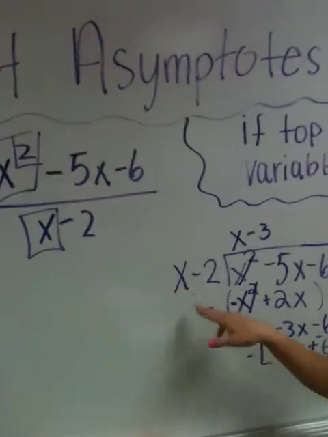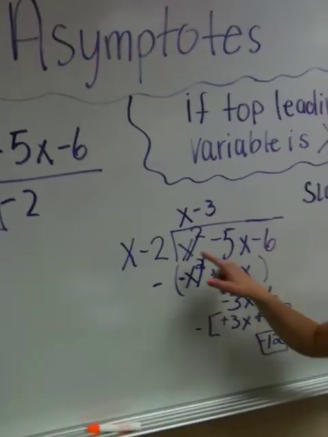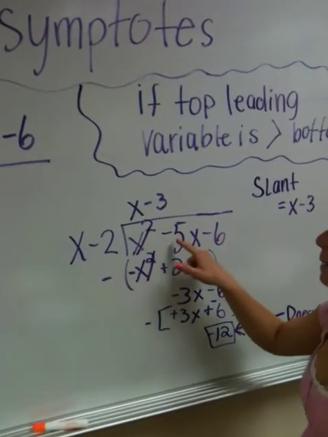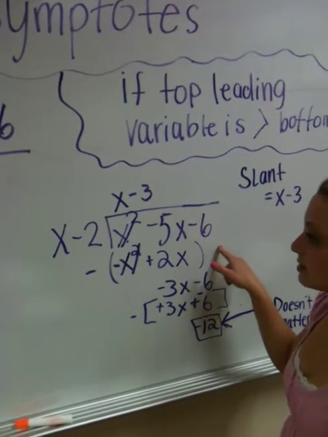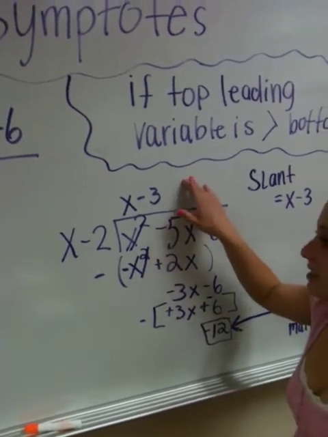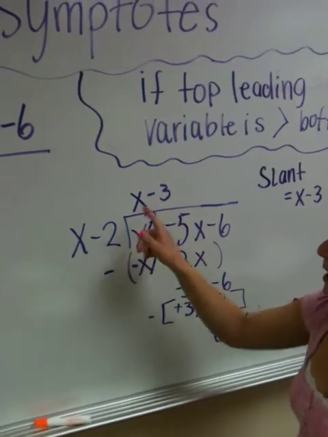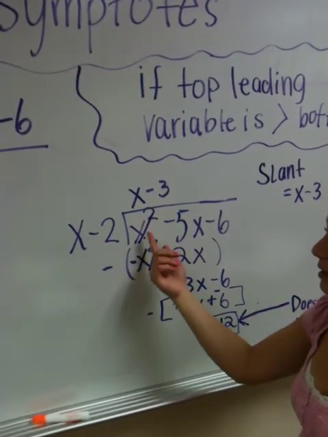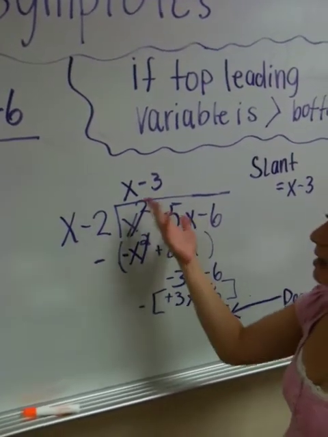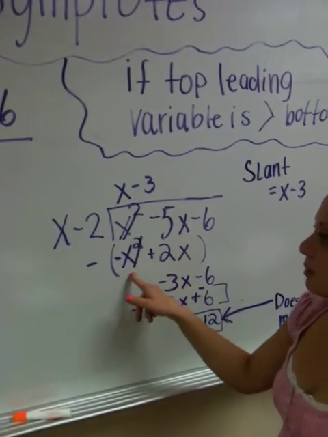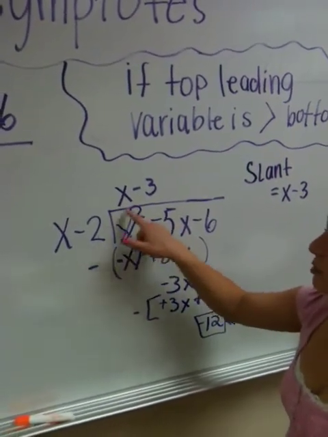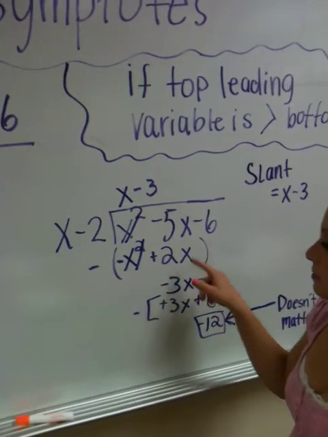So you want to put the x minus 2 on this side, and then inside the brackets you do the x squared minus 5x minus 6. And then we do regular division. So we want to find x squared. What times what will give x squared? What times x will give x squared? And we know that's an x, so we put x. And then negative 2 times x equals negative 2x.